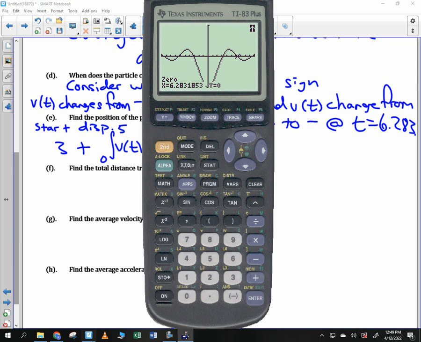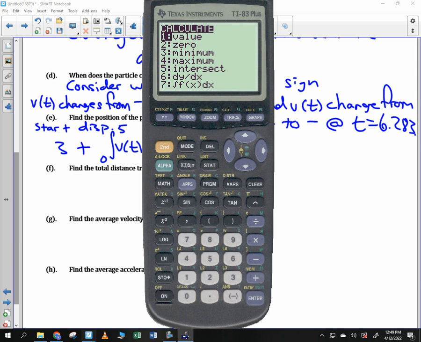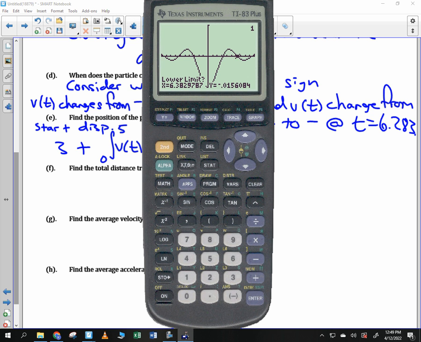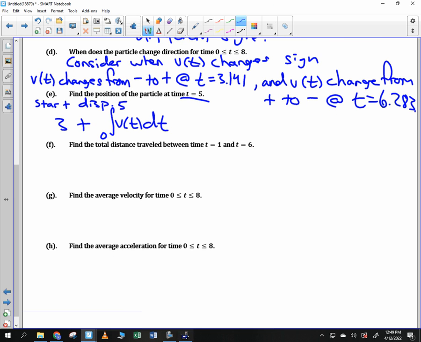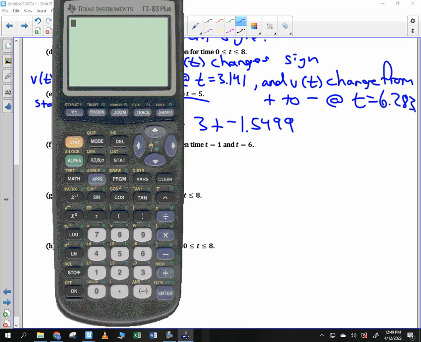Go to our calculator. So I can calculate what? Yeah. Now we do 7. And our lower limit is 0, and our upper limit is 5. It is pretty cool your calculator can do that, isn't it? I mean, it's kind of neat. Negative 1.5499. So 3 plus negative 1.5499. And we will calculate that. Three minus 1.5499, and I get 1.4501. So that's my position.